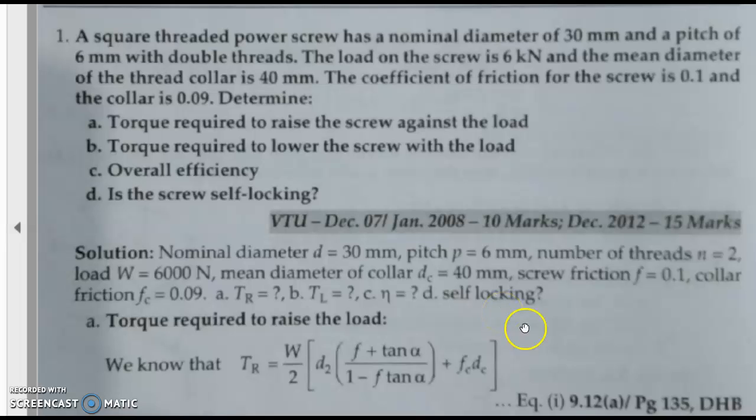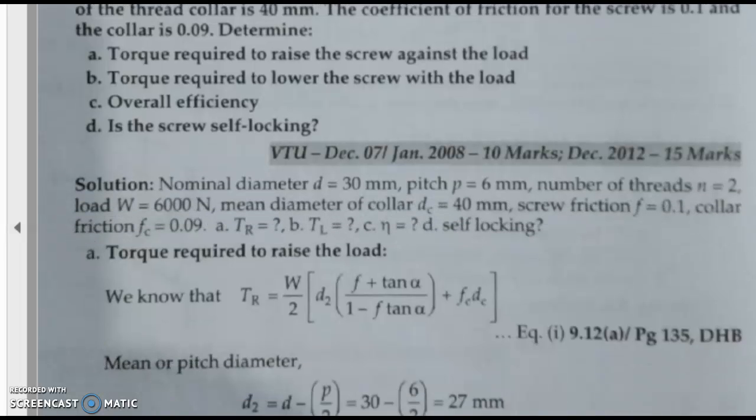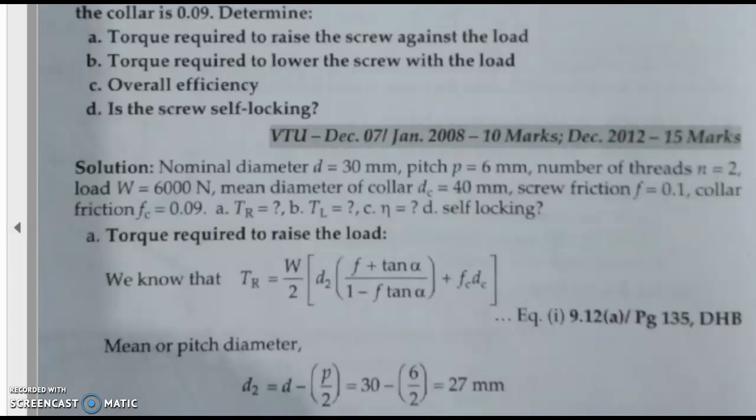Then self-locking. First of all, we can calculate TR, that is the torque required to raise the load. How can we calculate it? The equation is directly given in our data book. From our data book, page number 135, equation number 9.12a, TR is equal to W by 2 into D2 into f plus tan alpha divided by 1 minus f tan alpha, plus fc into DC.